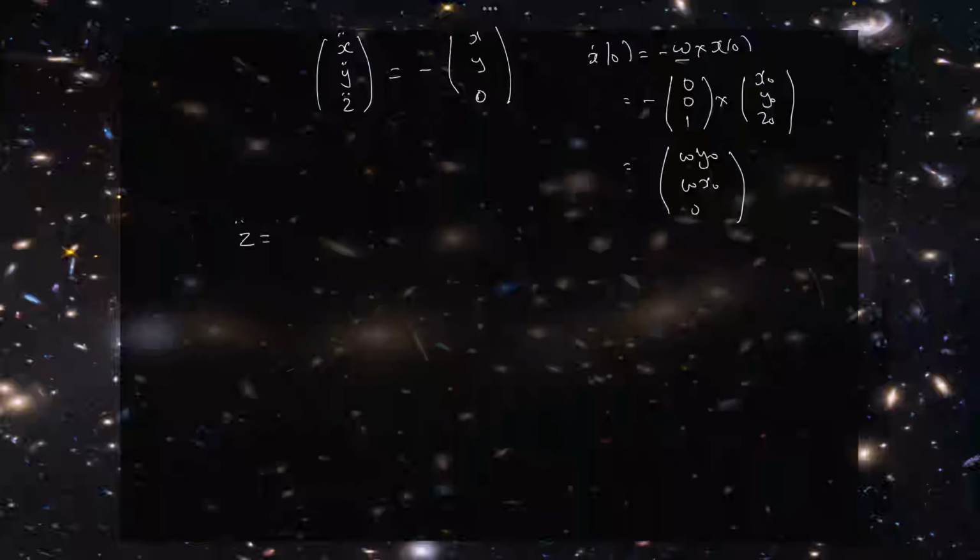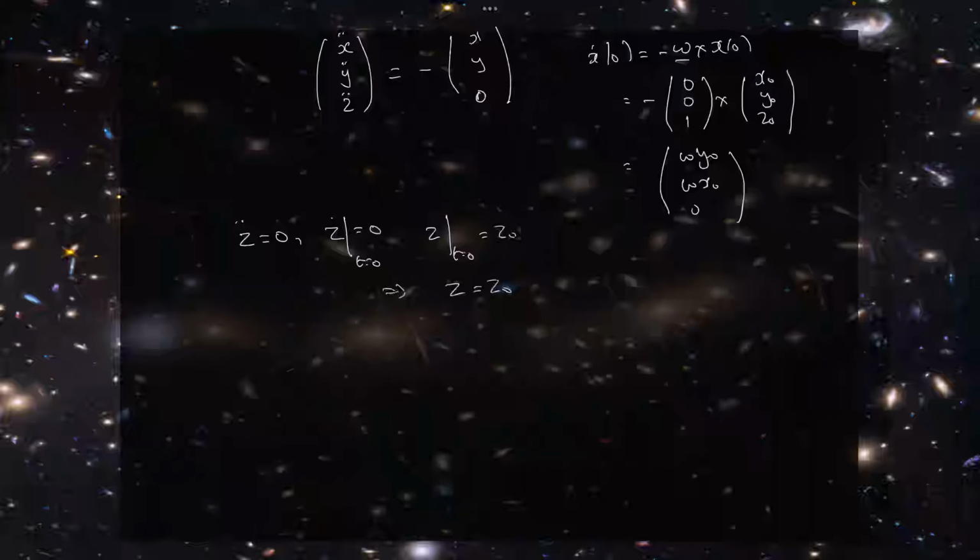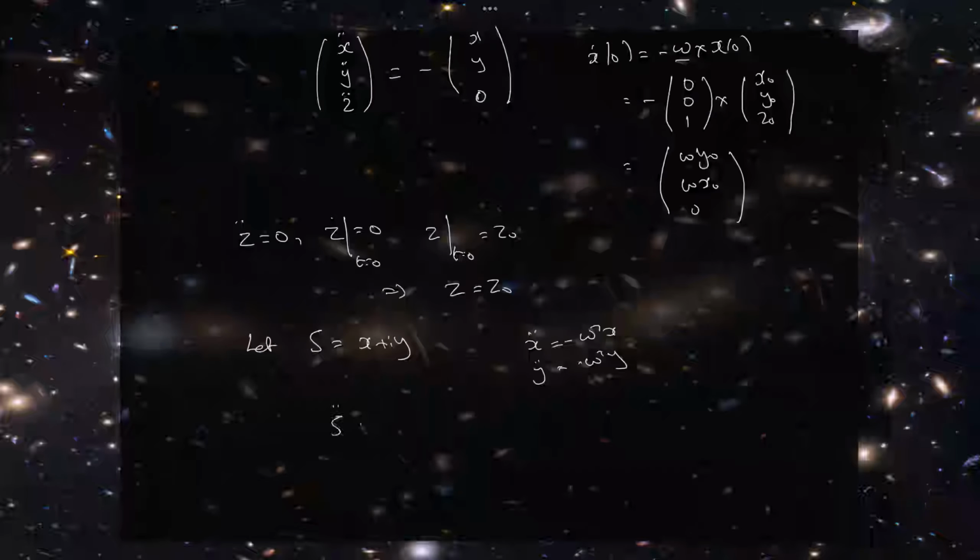In particular, z double dot is 0, z dot is 0 at time 0, and z at time 0 is z naught. And that implies z is z naught for all time. Let zeta be x plus iy. Then x double dot equals minus omega squared x, and y double dot equals minus omega squared y, imply that zeta double dot is minus omega squared zeta. And zeta dot at 0 is minus i omega zeta at 0.